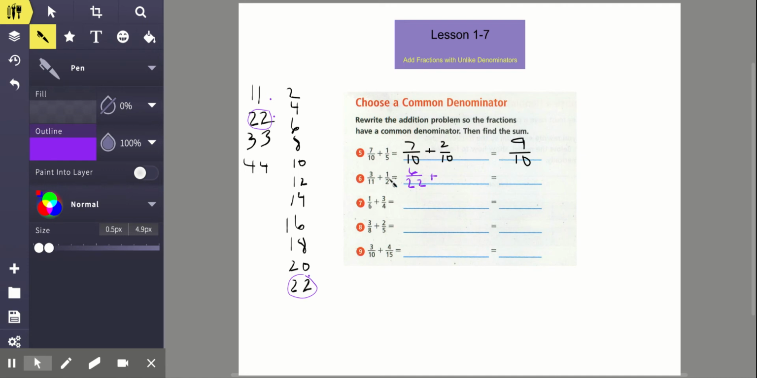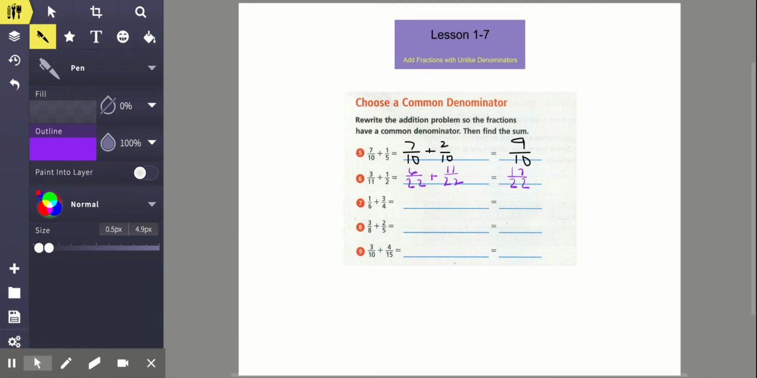And now I have to figure out 1/2. What did I multiply this by? So 1, 2, 3, 4, 5, 6, 7, 8, 9, 10, 11. So 2 times 11 equals 22. So that means I have to multiply my numerator by that same multiplier. So 1 times 11, and I have 11 over 22. And now I just add straight across because now we have the same bottom number. Remember, the denominator stays. And you add 6 plus 11, which equals 17.